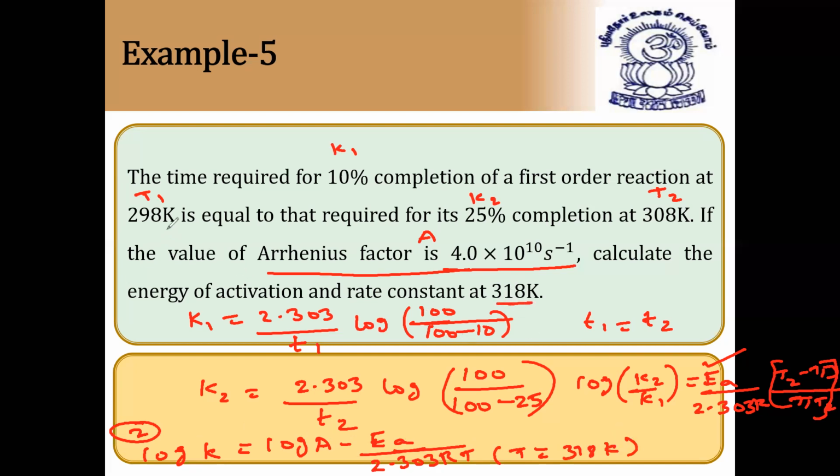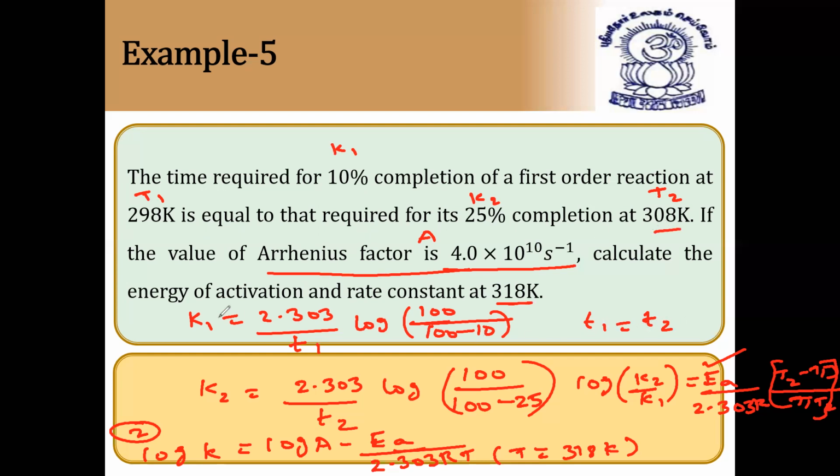So again, I'll explain. They have given that the time required for 10% completion of a first order reaction at 298 kelvins is equal to the time required for its 25% completion at 308 kelvins. So in the first case and second case, the time is the same.